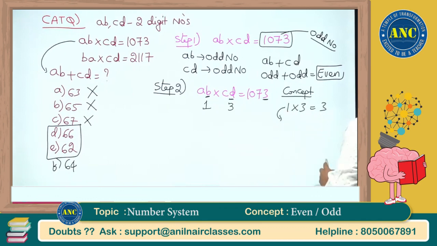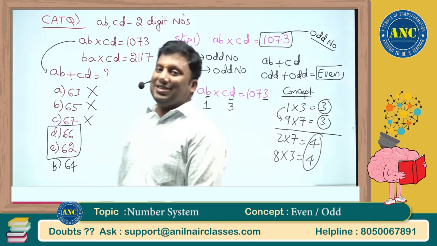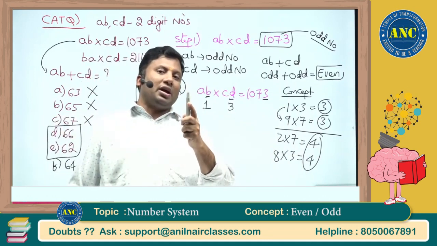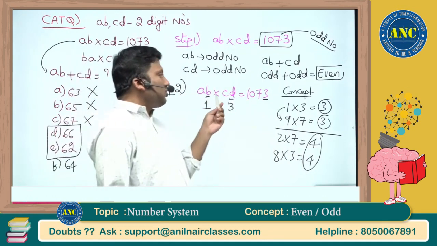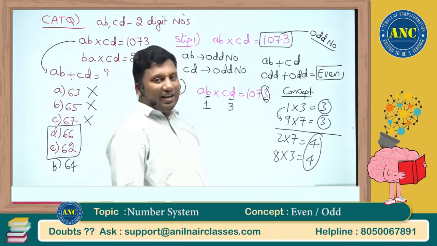If you multiply two non-zero digits, 1 threes are 3. Do the tens complement of this number. 10 minus 1 is 9. 10 minus 3 is 7. 9 sevens are also 63. Yes or no? Suppose I want 2 sevens are 14, the digit is 4. Do the tens complement: 10 minus 2 is 8, 10 minus 7 is 3. 8 threes are 24. Again, the rightmost non-zero digit is 4. This is a very, very important concept which everybody should know so that you will be able to eliminate answer options. The rightmost non-zero digit here is 3.